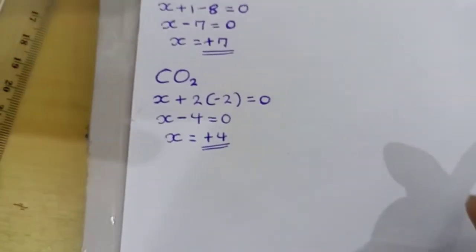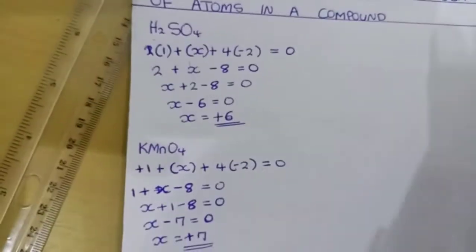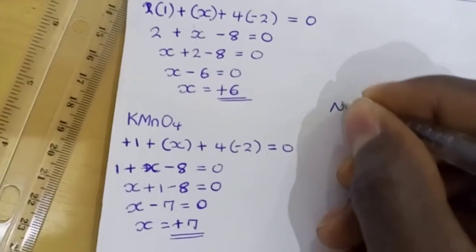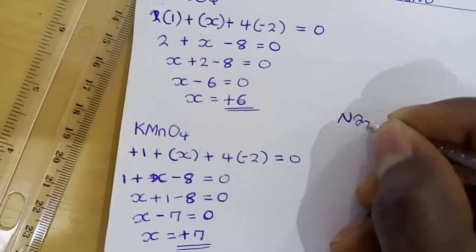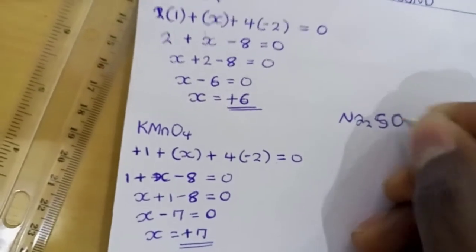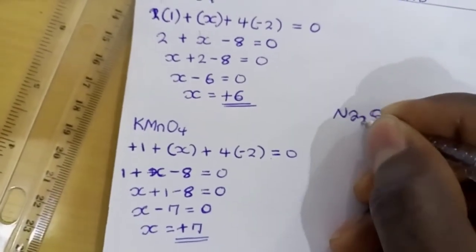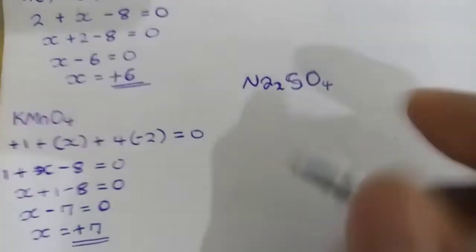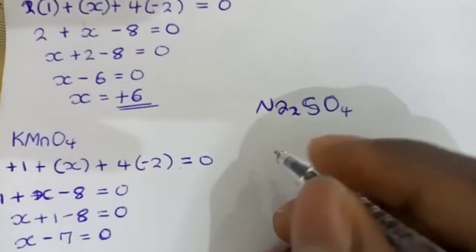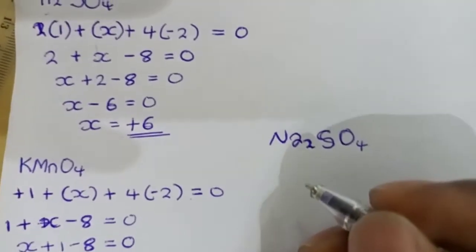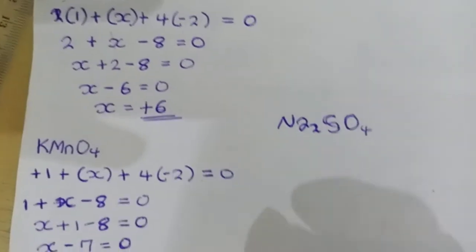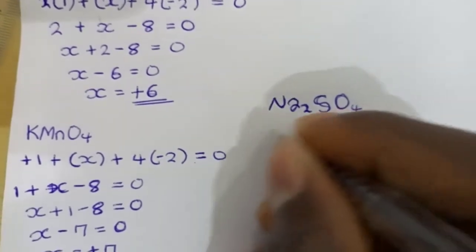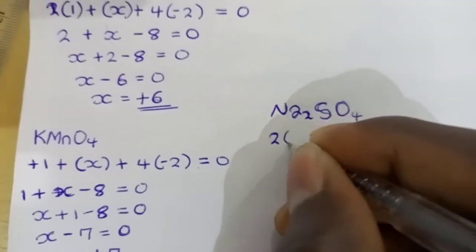Let's take a look at our last example. That is this compound, Na2SO4. We'll be looking for the oxidation number of sulfur in this compound. Like we know, most of the metals, their oxidation number corresponds to the group they belong to, and sodium belongs to group 1. So we have 2 atoms of sodium here, 2 times +1.